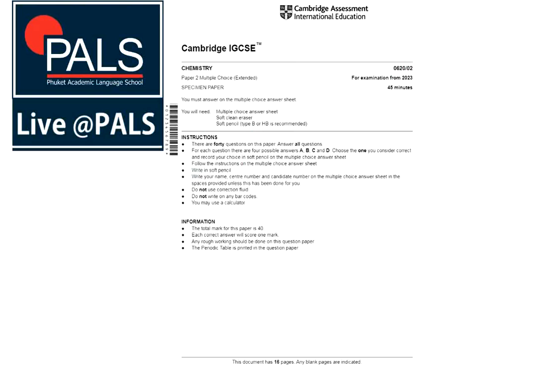Today we will have a look at an IGCSE Chemistry multiple choice paper. Specifically, we will look at the 2023 specimen paper, multiple choice. So let's get started.